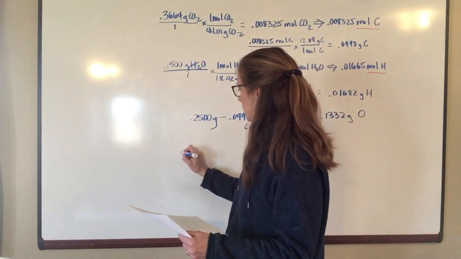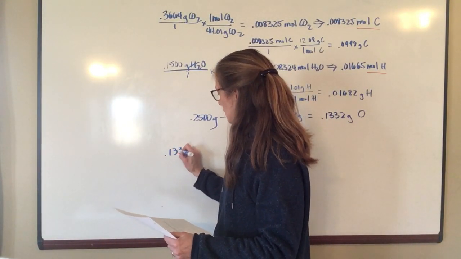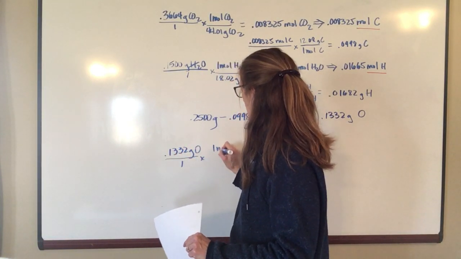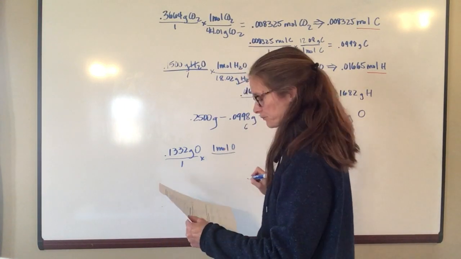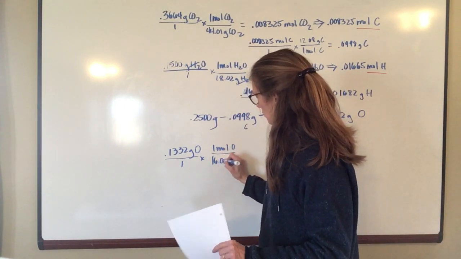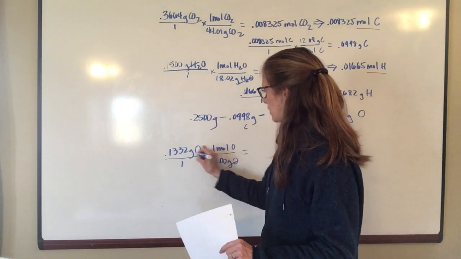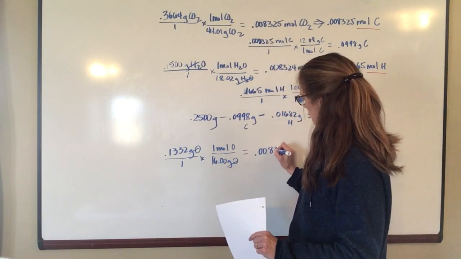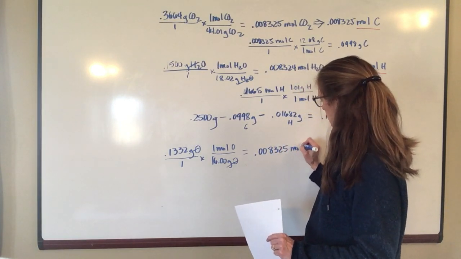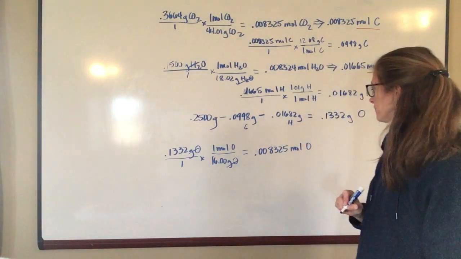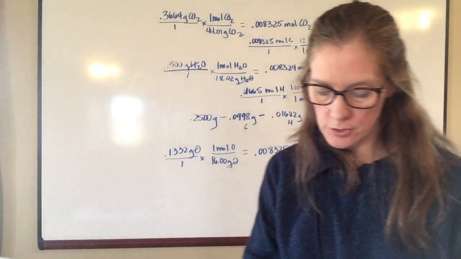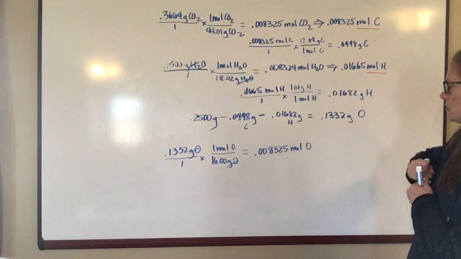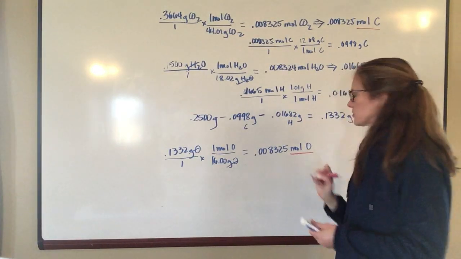If I have that many grams of oxygen, I can now convert that to moles of oxygen. So in 1 mole of oxygen, there are 16 grams of oxygen. And so when I convert that, I'm now going to have 0.008325 moles of oxygen. Okay, so if I look here now, here's your moles of carbon, here's your moles of hydrogen, here's your moles of oxygen.